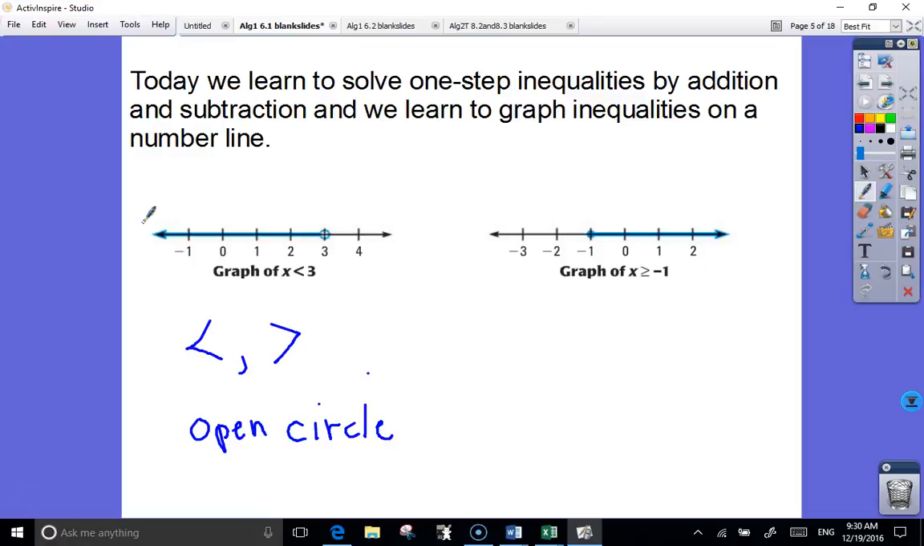Goes on forever. Okay, if you have a "or equal to," like the second one, x greater than or equal to -1, then you color in the circle, right? It's a filled in circle. So less than or equal to, greater than or equal to, right? I'll say closed circle.